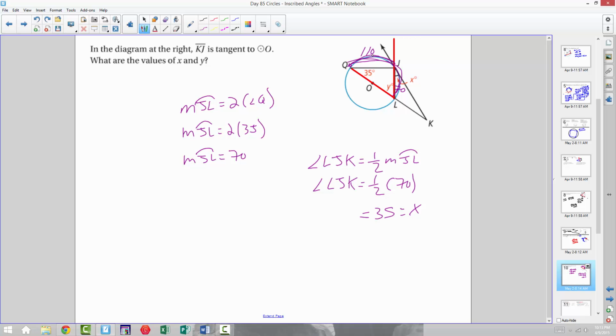So Y is half of 110. So Y is equal to half of the measure of arc QJ. So Y is equal to half of 110. So that's going to equal 55 degrees.